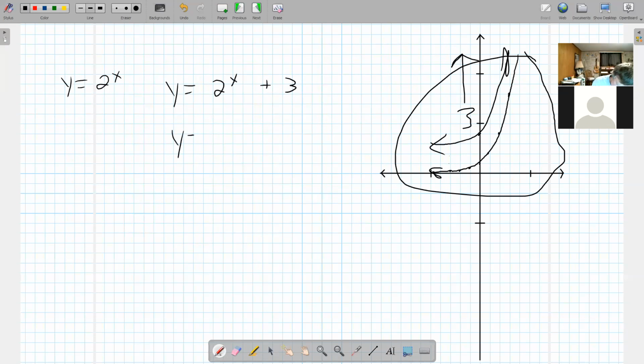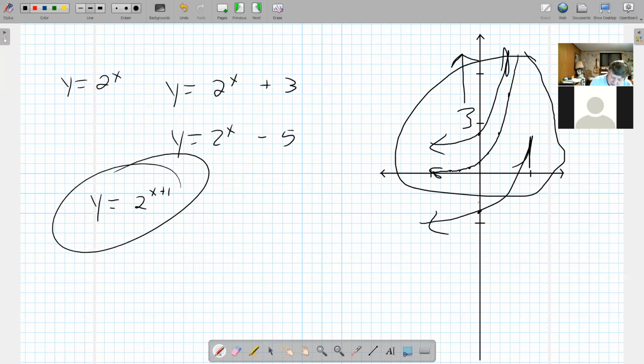What if it was y equals 2 to the x minus 5? Well, everything would move down 5. What if I had y equals 2 to the (x plus 1), where the plus 1 is part of the exponent? Well, in the quadratic equations, inside where the variable was, it moved the inverse direction. So a +1 would have moved it to the left. Same thing's true with this.